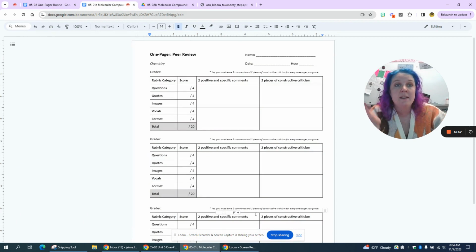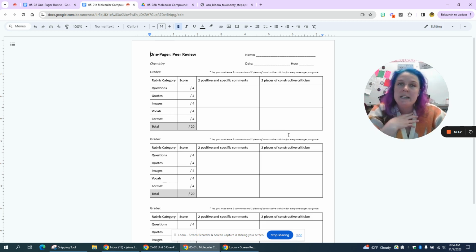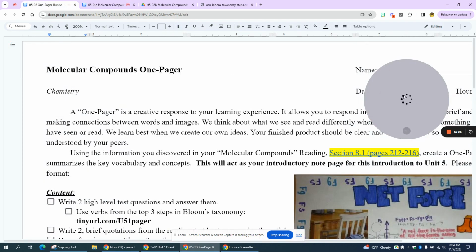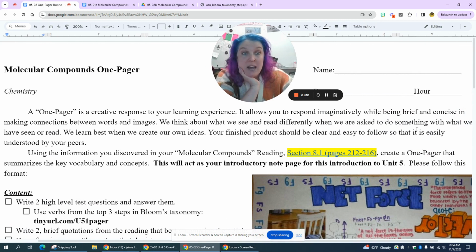So it's important that, yes, this is your introductory note page to Unit 5, but it's your introduction, and you need to make sure it's easy for other people to read too. Just because it's easy for you to see doesn't mean it's very clear to your peers. So make sure you're creating a product that can be viewed and used by everyone. And that's pretty much the one-pager, what I'm looking for in your one-pagers. You'll have the entire class period tomorrow to work on this. Have fun.